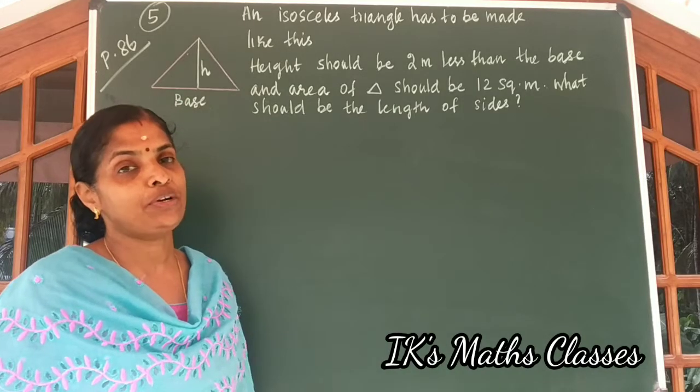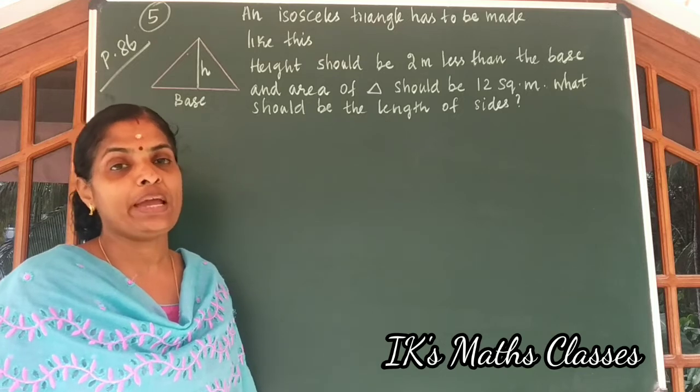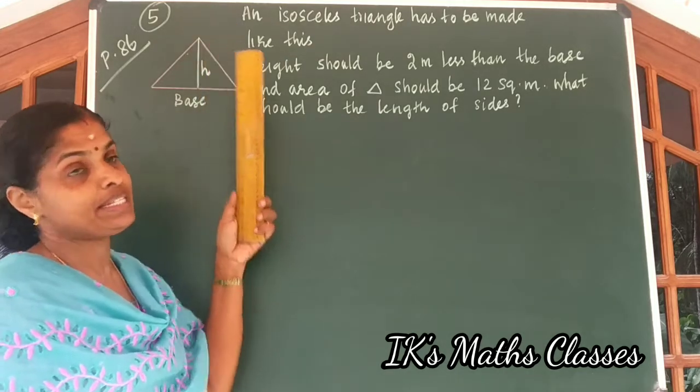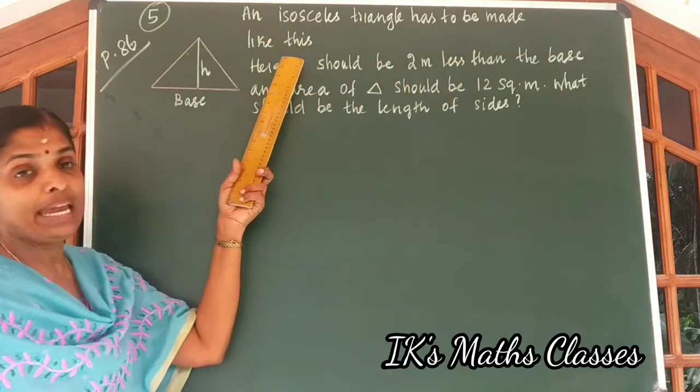The fourth part of second degree equations. Today I am discussing problems in page number 86, fifth question. Look at the question. An isosceles triangle has to be made like this.